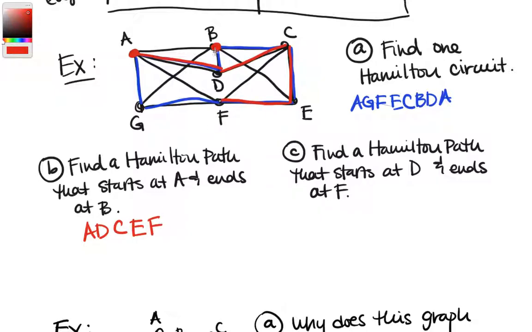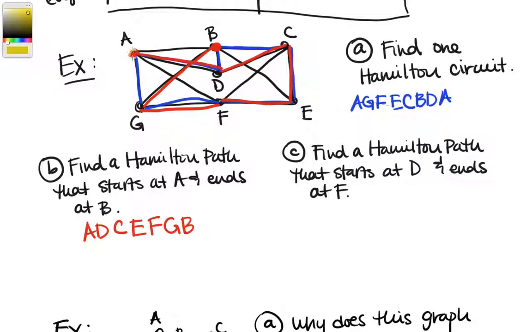And the only vertices that we haven't hit are G and B. That means we can't take this edge from F up to A. We've got to go over to G. And then we've conveniently got an edge that goes from G to B. Okay, fantastic. So there is one Hamilton path that starts at A and ends at B. And that's not the only one. We could find another one.